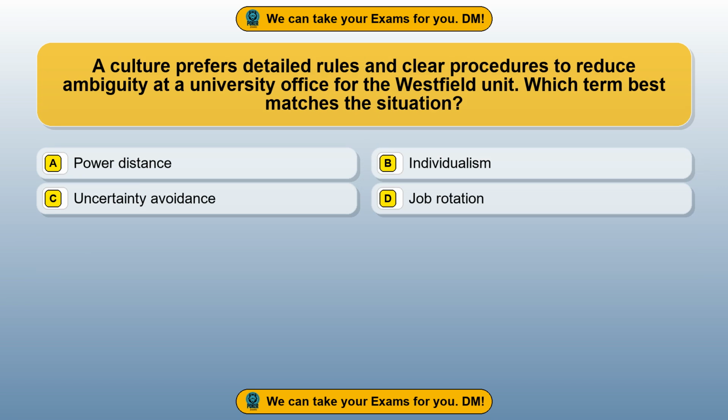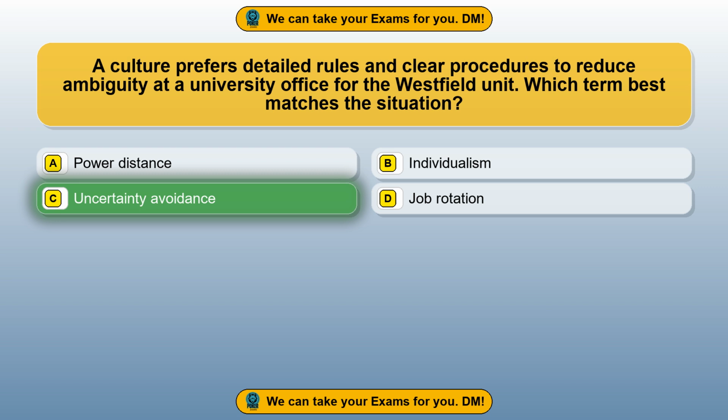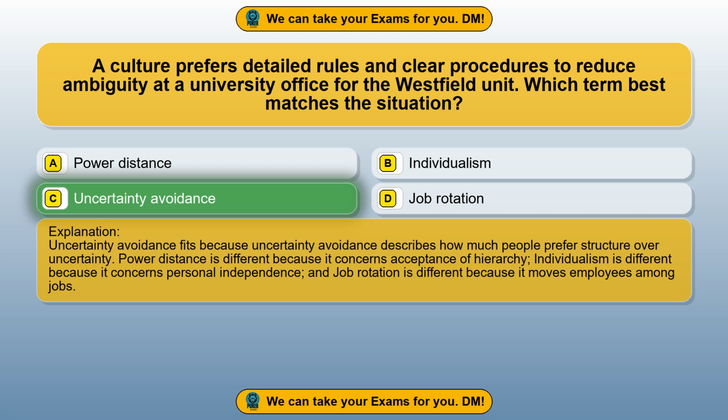Question 37. A culture prefers detailed rules and clear procedures to reduce ambiguity at a university office for the Westfield unit. Which term best matches the situation? Option A, power distance. Option B, individualism. Option C, uncertainty avoidance. Option D, job rotation. The correct answer is option C, uncertainty avoidance. Uncertainty avoidance fits because uncertainty avoidance describes how much people prefer structure over uncertainty. Power distance is different because it concerns acceptance of hierarchy. Individualism is different because it concerns personal independence. And job rotation is different because it moves employees among jobs.